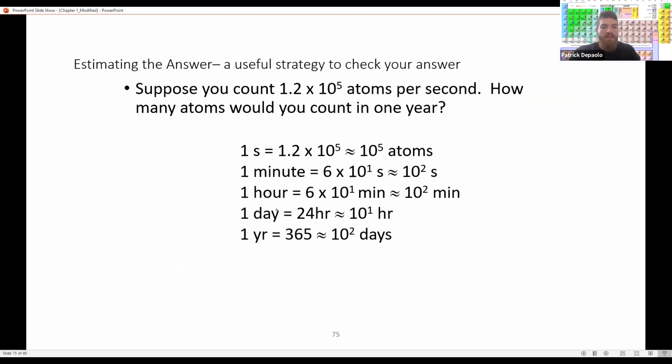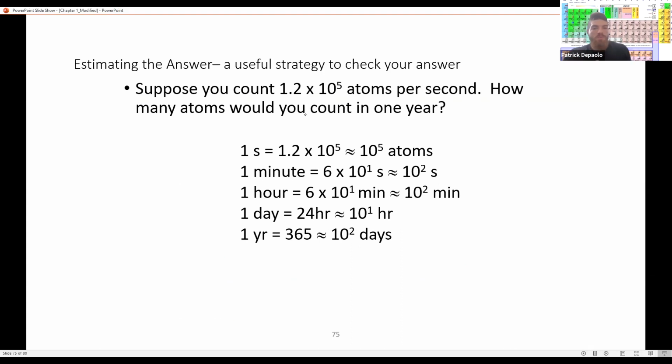Suppose you count 1.2 times 10 to the 5th atoms per second. How many atoms would you count in 1 year? All right, so that's a big question. What we know is a lot of conversion factors. We have the 1.2 times 10 to the 5th atoms. So ignore this first part. We write that down per second.